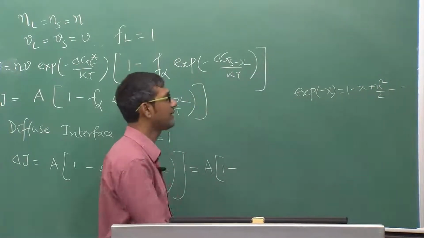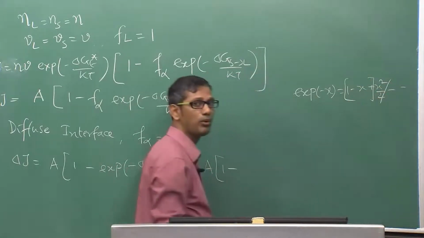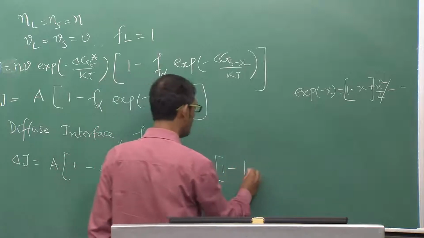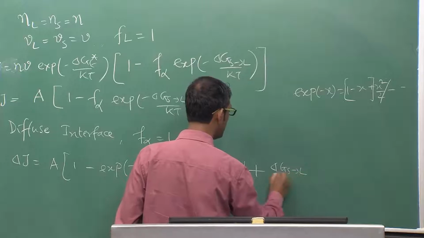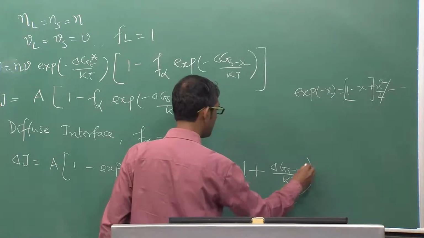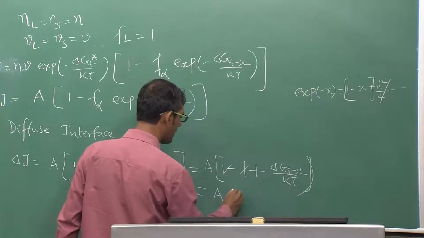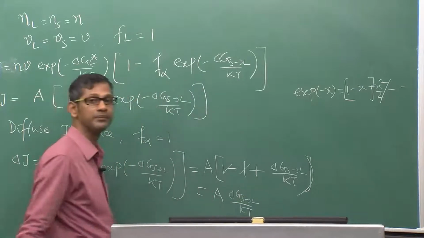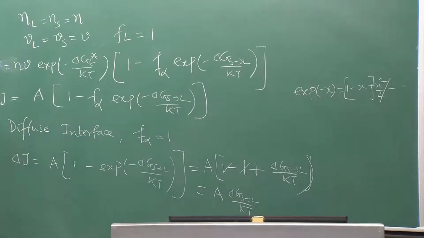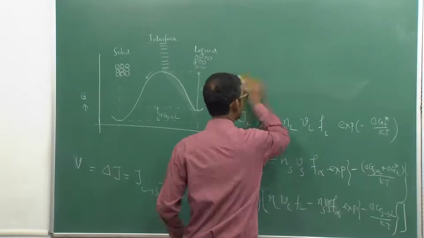So if I truncate here, if I truncate there, if I say higher terms are not of any importance to us, then I can write down 1 plus this term, delta G solid to liquid by KT, and then it becomes A, because the 1 gets cancelled, multiplied by delta G solid to liquid by KT. Okay, and as you know, so therefore I'll get back here. I'll move it here because you cannot see it. And now what actually do you get? Let's see what actually you get there.